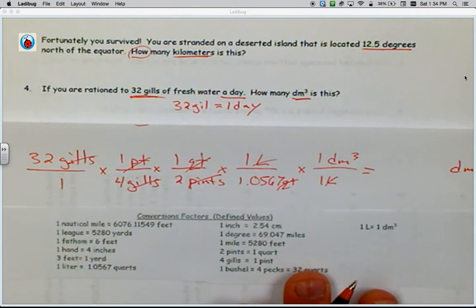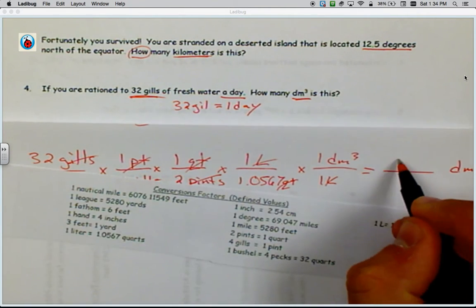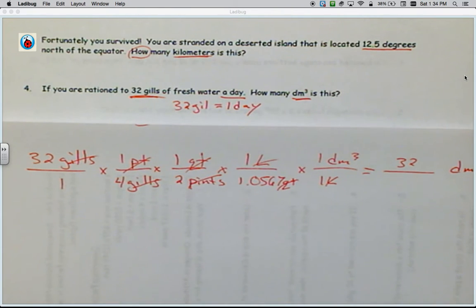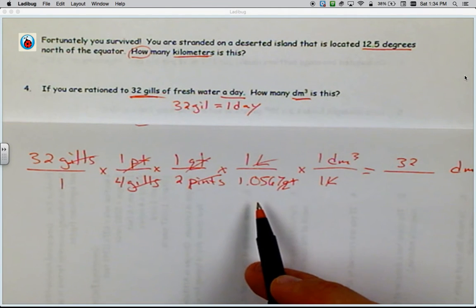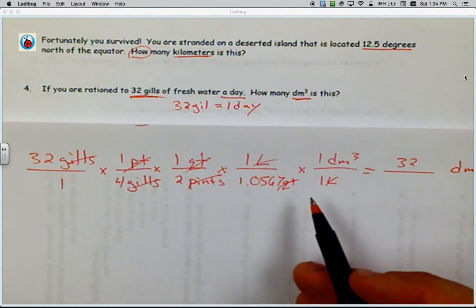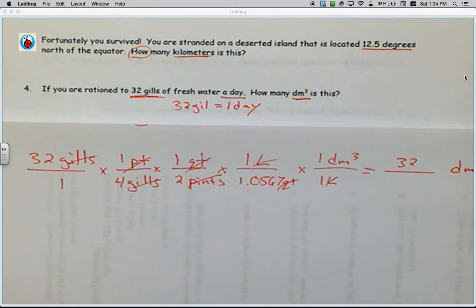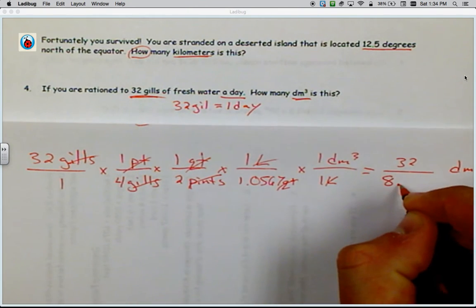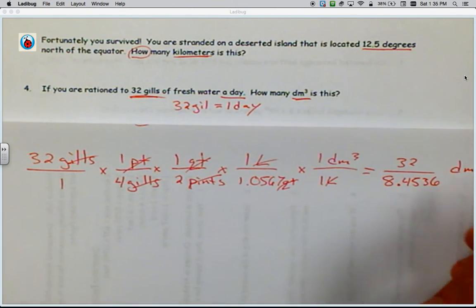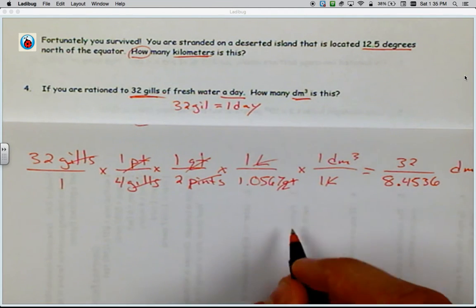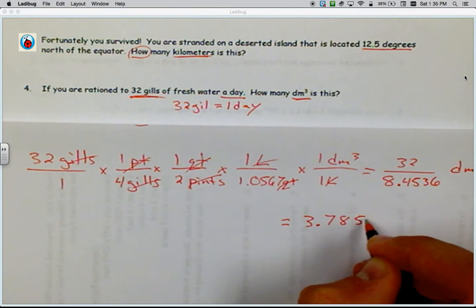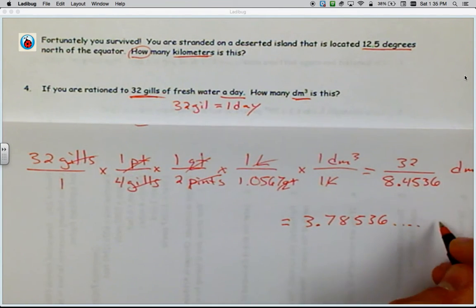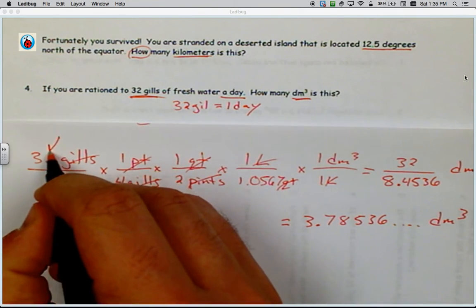We're going to multiply all the tops. Looks like it's going to be 32 on top there. 4 times 2 is 8 times 1.0567, blah, blah, blah. That number. Looks like on bottom we're going to have 8.4536. Top number divided by the bottom number is going to give us a final answer of 3.78536, blah, blah, blah. Bunch of numbers. We're not too worried because we have sig figs.